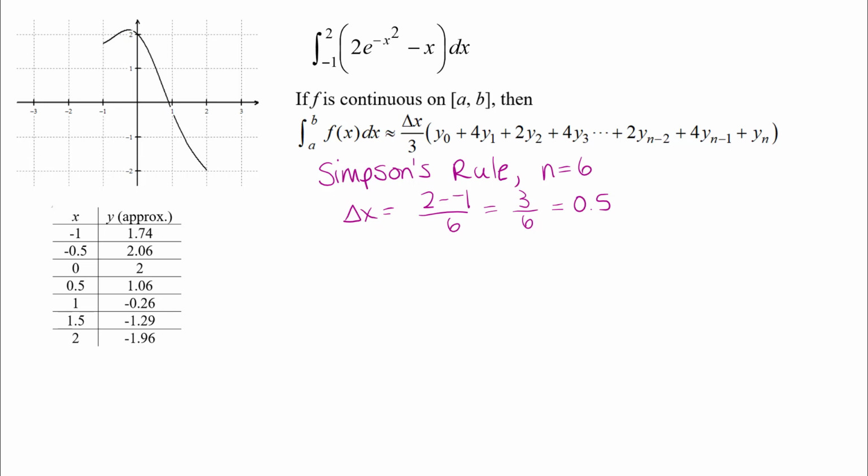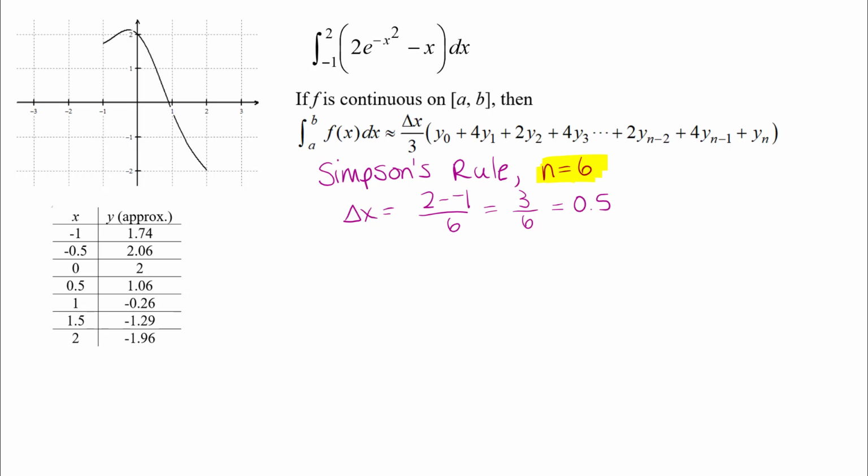Because of the patterns in the formula for Simpson's rule, you actually need to ensure that the n that you're using for Simpson's rule is an even number. So your textbook or homework should never ask you to use Simpson's rule for an odd n value. The patterns in the formula require an even n value to work out. But since we have an even n value here, we can go ahead and do Simpson's rule with n equals 6.